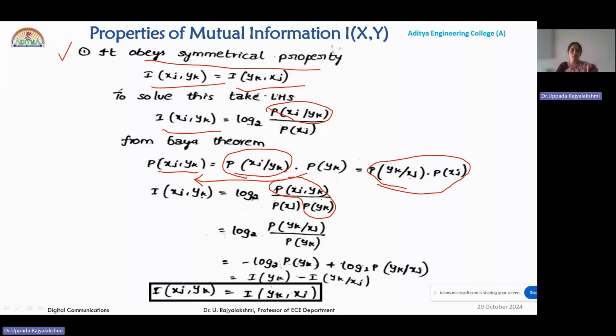Now leave this P(yk) and consider this part, P(xj,yk) by P(xj). We can write this as P(yk|xj) divided by P(yk). This is in the form of log b by a, which we can write as minus log a minus of minus, that is plus log b. So it is equal to I(yk) minus I(yk|xj). From this we can prove that mutual information obeys the symmetrical property, stating that I(xj,yk) is equal to I(yk,xj).